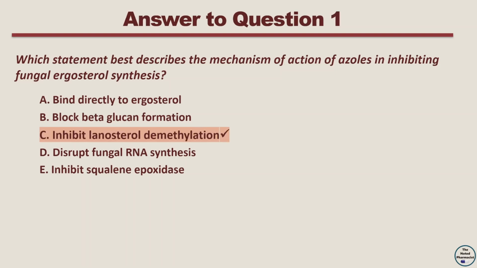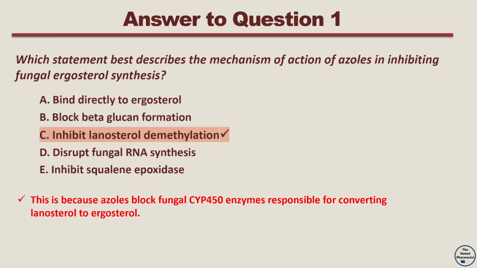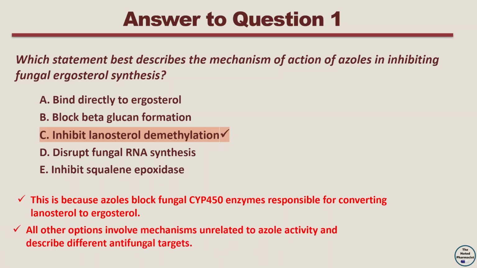The correct answer is option C, inhibit lanosterol demethylation. This is because azoles block fungal CYP450 enzymes responsible for converting lanosterol to ergosterol. All other options involve mechanisms unrelated to azole activity and describe different antifungal targets.